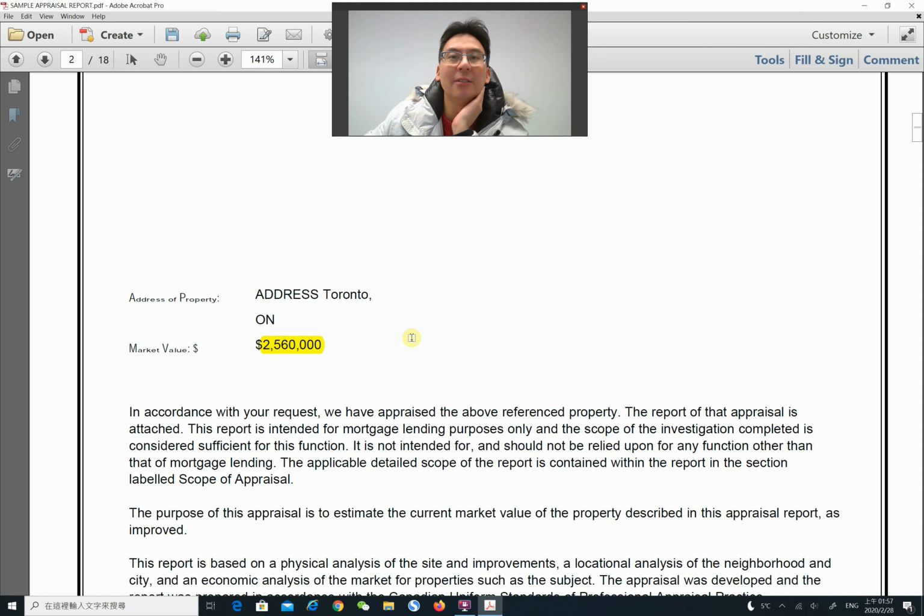Probably the most important number in the whole report. If this number is higher than or equal to your purchase price, if you're doing a purchase, or if you're doing a refinance, higher than or equal to the estimated value, that would be great. Otherwise, if they purchase a property for $3 million, but the market value is $2.5 million, then you are having a big problem. Your client is overpaying for the purchase price, or if it is a refinance, overestimating the value of their own home.